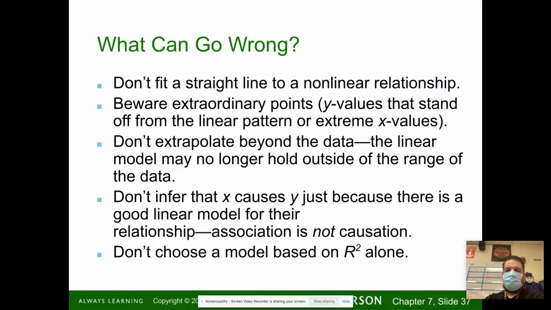Extraordinary points, whether they be y values or x values: if something seems to be extreme, kind of off the beaten path, don't extrapolate beyond the data. This is a common mistake. I can collect data for 100 years on the sales of jackets. I'll give you a perfect example. If I was a manufacturer of face masks, my model would not predict how many face masks needed to be produced in the years 2020 and 2021.